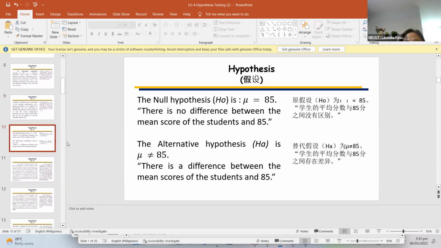So how do we state the hypothesis if this is the problem? So this is how we state the null hypothesis. So the null hypothesis is stated as mu.